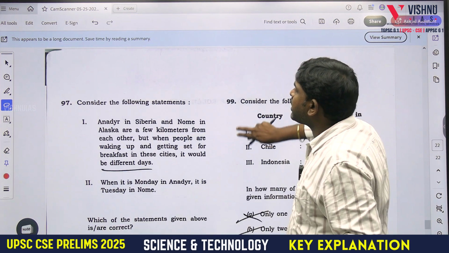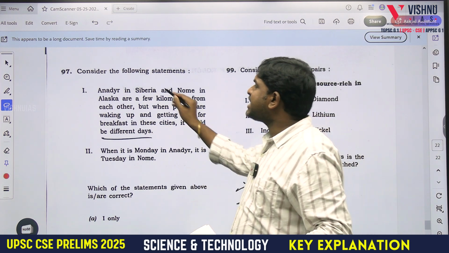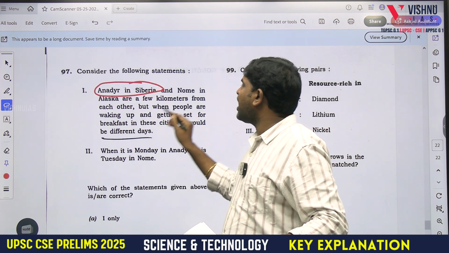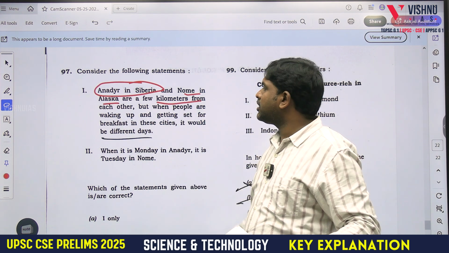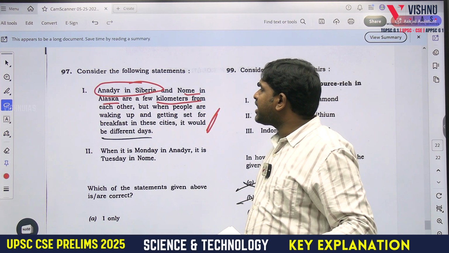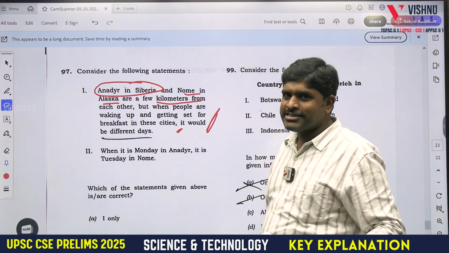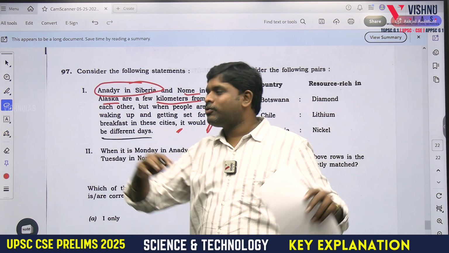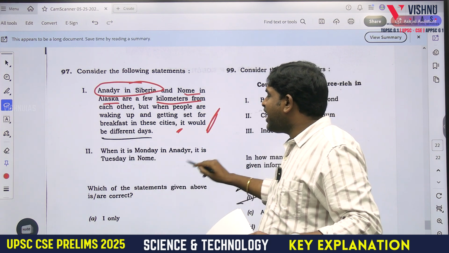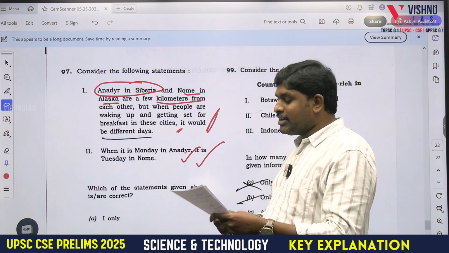Then coming to 97, consider the following statements: Anadyr in Siberia and Nome in Alaska are a few kilometers away from each other. But when people are waking up and getting set for breakfast in the cities, it would be different days. So that would be because of time zones. So when it is Monday in Anadyr, it is Tuesday in Nome. Which of the following statements are correct?